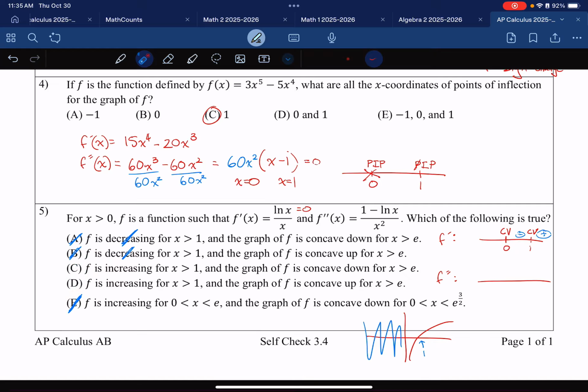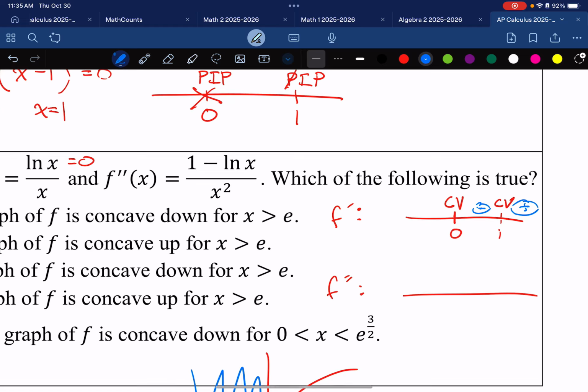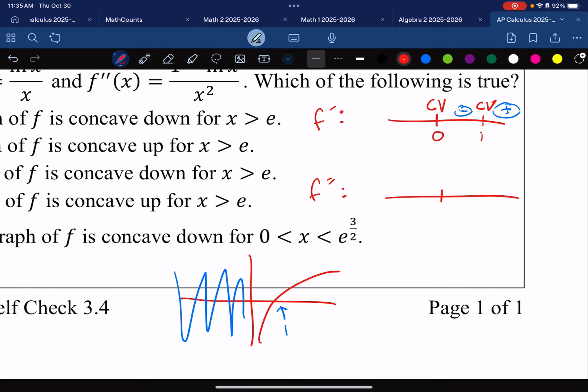The only difference is, are we concave up or down for x greater than e? So let's go ahead and look at the second derivative test. For the second derivative test, we have to look at f double prime. We're going to set both the top and bottom equal to 0. When I set the bottom equal to 0, x squared equal to 0 gives us x is equal to 0 when we square root both sides. Therefore, x equals 0 is a potential inflection point. I can come down here and say at 0, we have a PIP, a potential inflection point, which is kind of like a critical value in the second derivative.